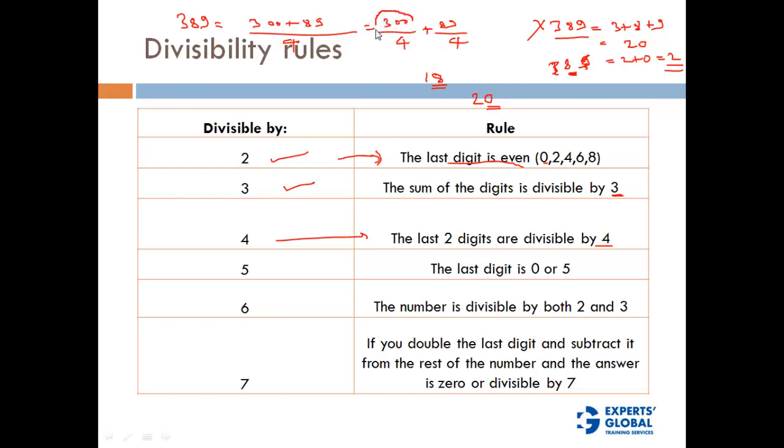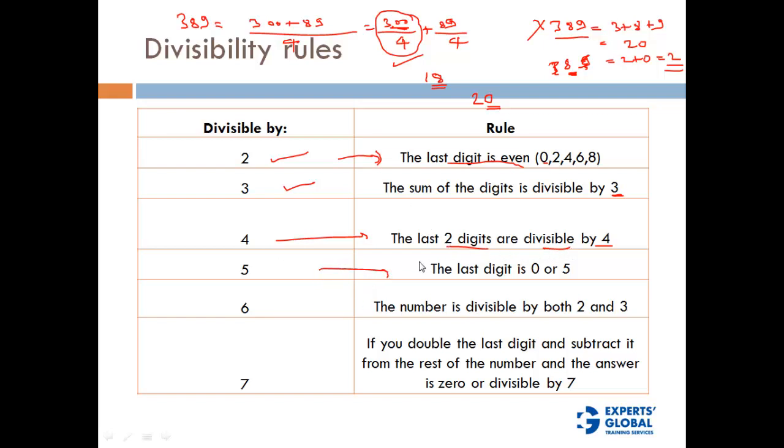Now 300, or rather anything here, is going to be a multiple of 100. This piece is going to be a multiple of 100. This is always going to be divisible by 4 because 100 is divisible by 4. So all we have to worry about is the last two digits. That is why we just take the last two digits and see if they are divisible by 4.